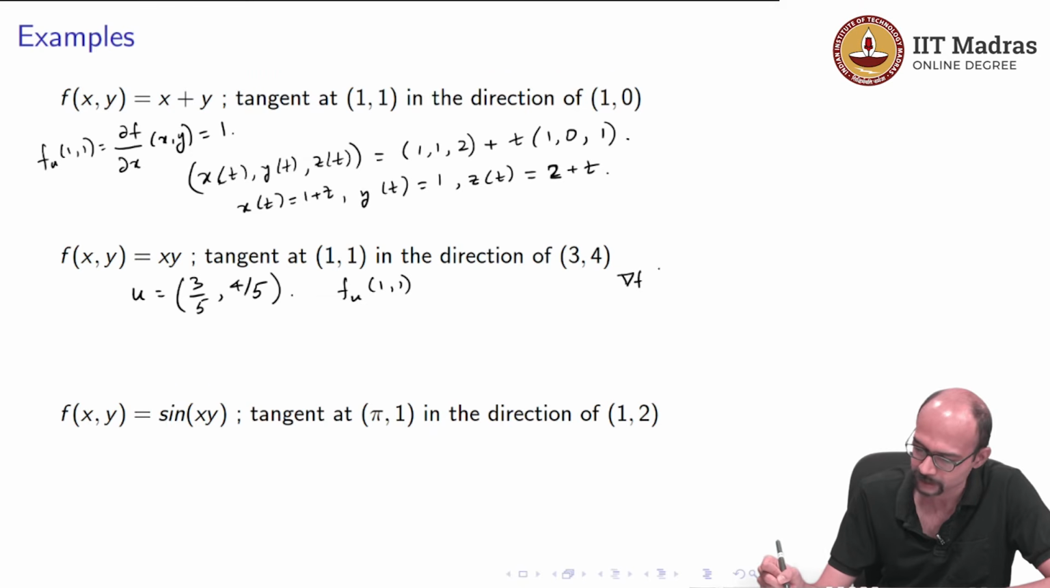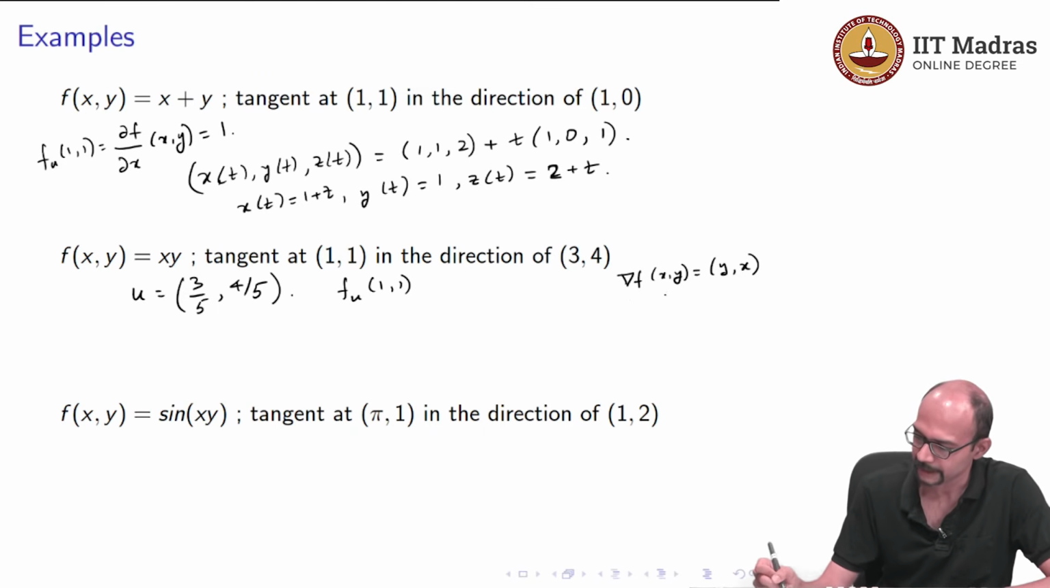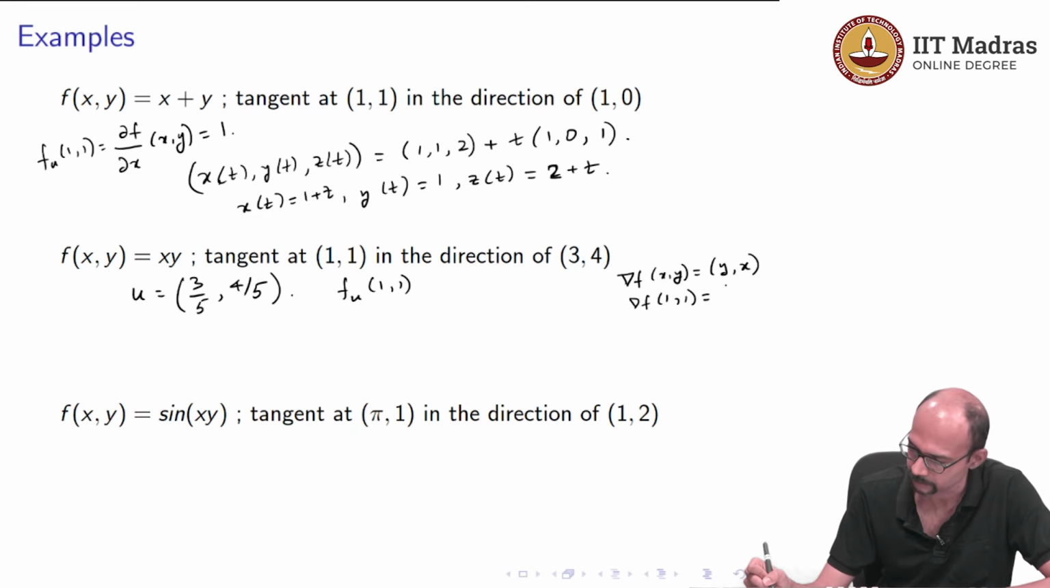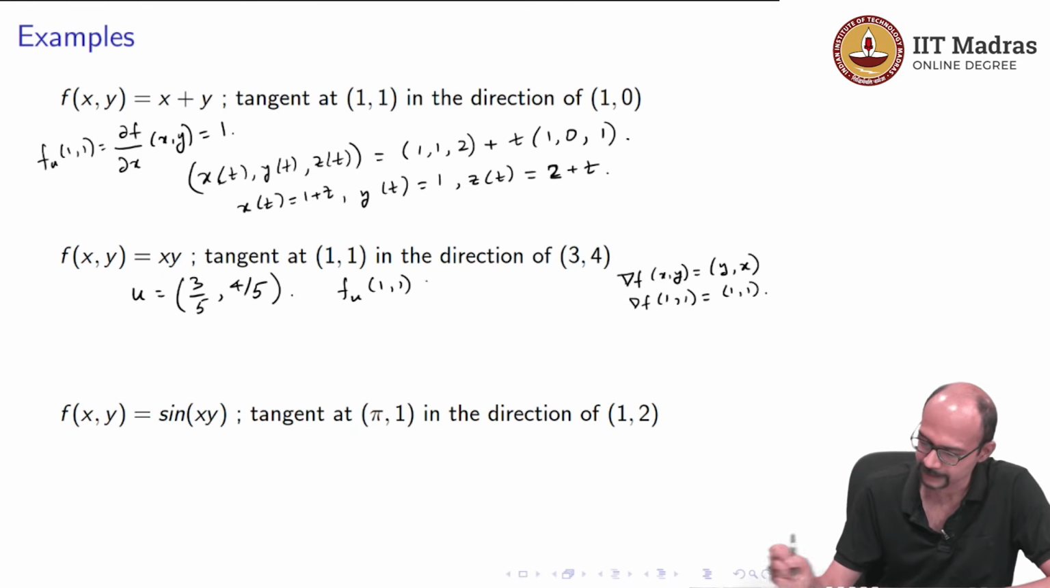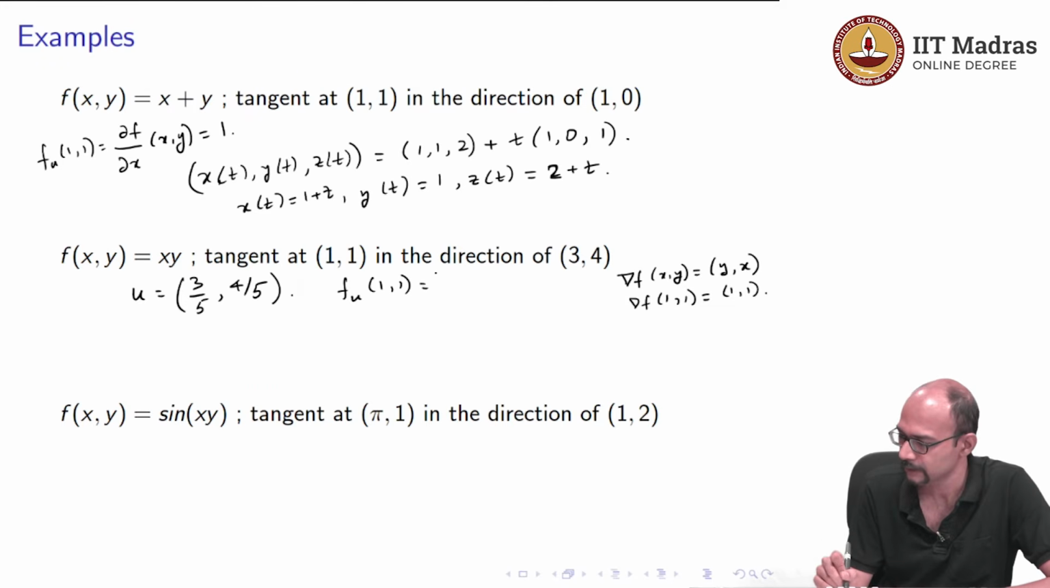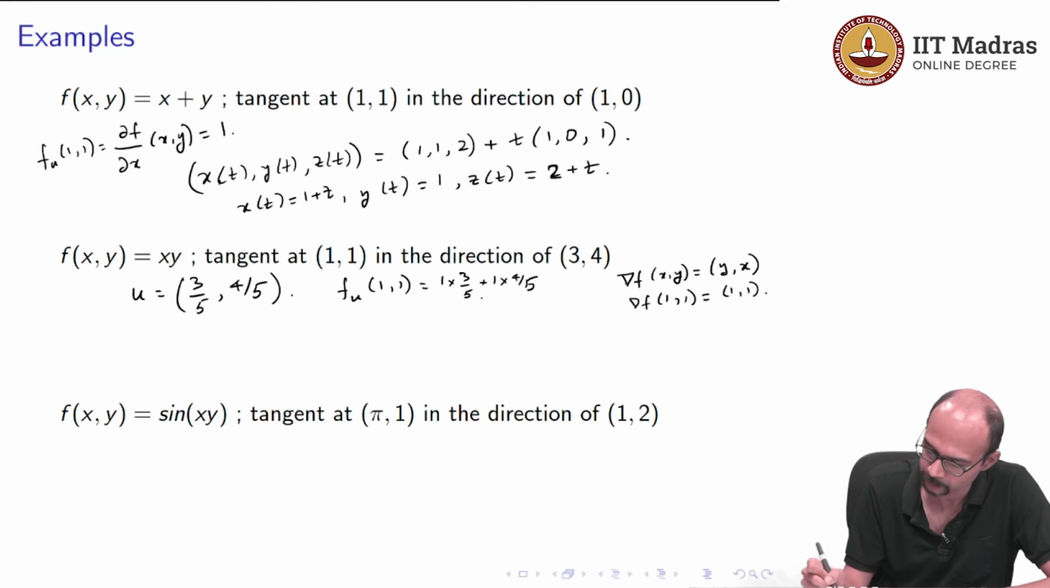So, what is the gradient of f at x comma y? Differentiating with respect to x, this is y, with respect to y it is x. So, gradient f at 1 comma 1 is just 1 comma 1 again, and then f u of 1 comma 1 is 1 times u 1. So, 1 times 3 by 5 plus 1 times 4 by 5, which is 7 by 5.